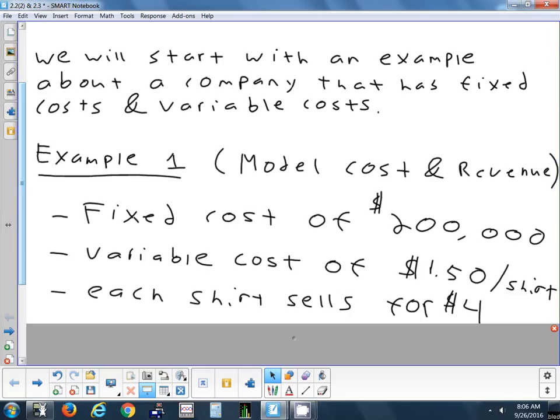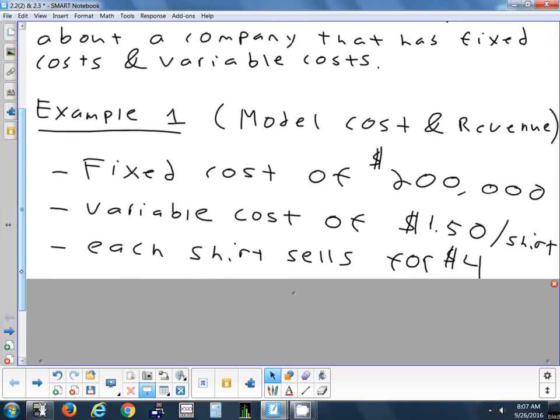So that's a variable cost, where the salaries of the employees are not variable. They stay the same regardless of how many shirts are made in a day. Each shirt sells for $4.